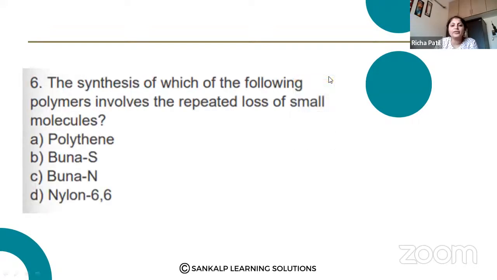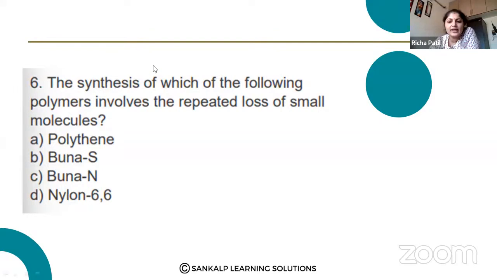The synthesis of which of the following polymers involves the repeated loss of small molecules? Polythene is made up of ethene, so no. Next is Buna S, Buna N, no. Then it is D, right? D is the correct answer.